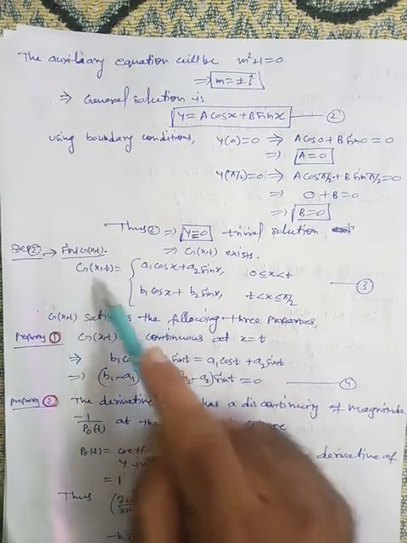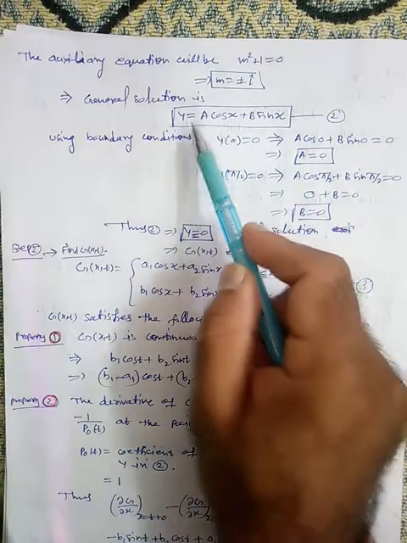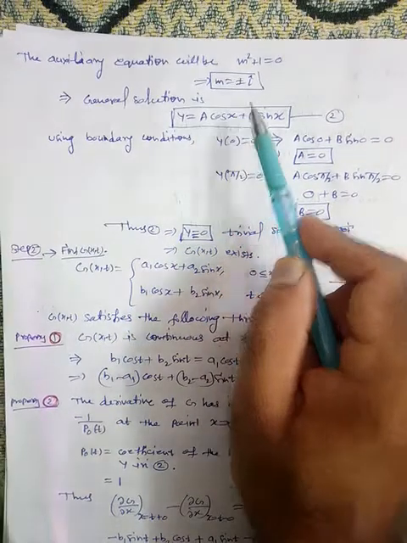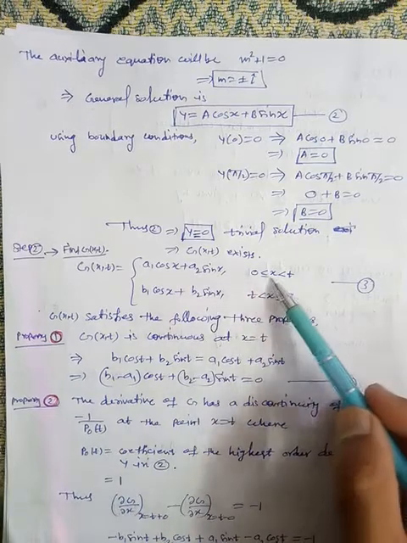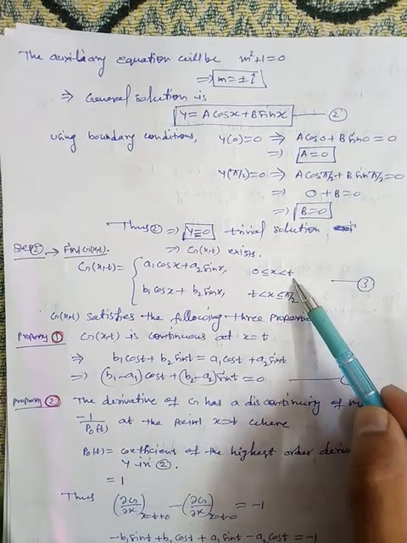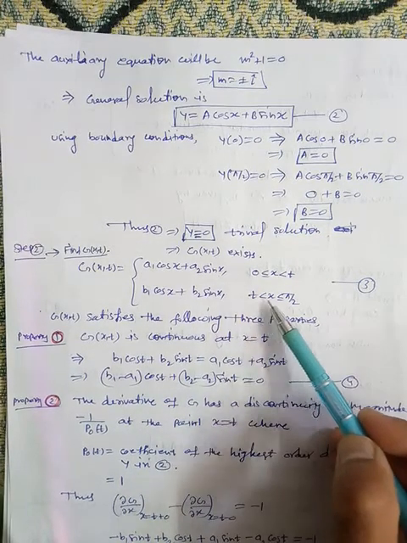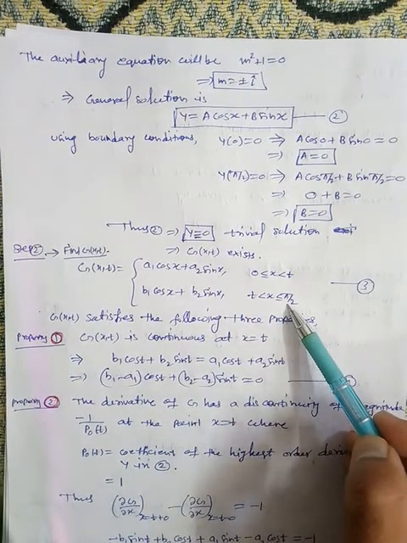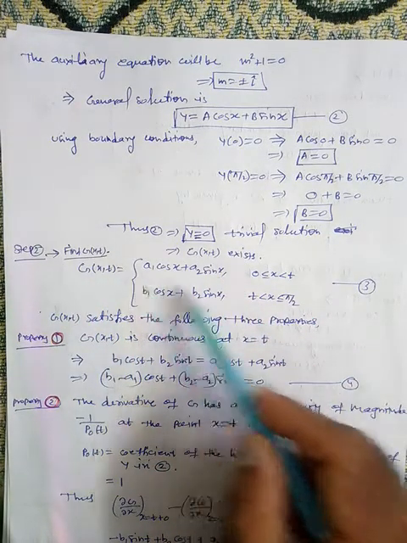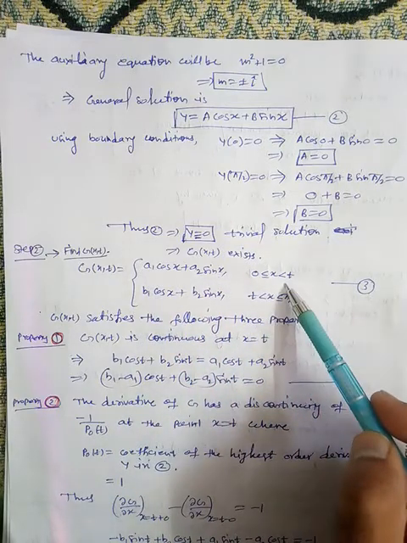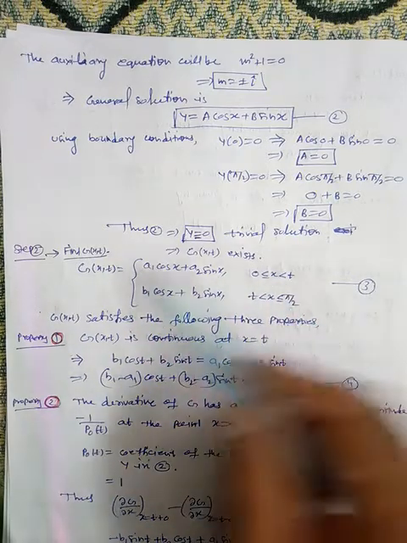By the definition, Green's function is inspired by the general solution. So now in place of a and b, we are writing a1 cos x plus a2 sin x, where x is defined from 0 to t. Similarly, b1 cos x plus b2 sin x in the range of t to pi by 2. So this is by the definition of Green's function. This is the function in the range 0 to t, and this is the function in the range t to pi by 2.